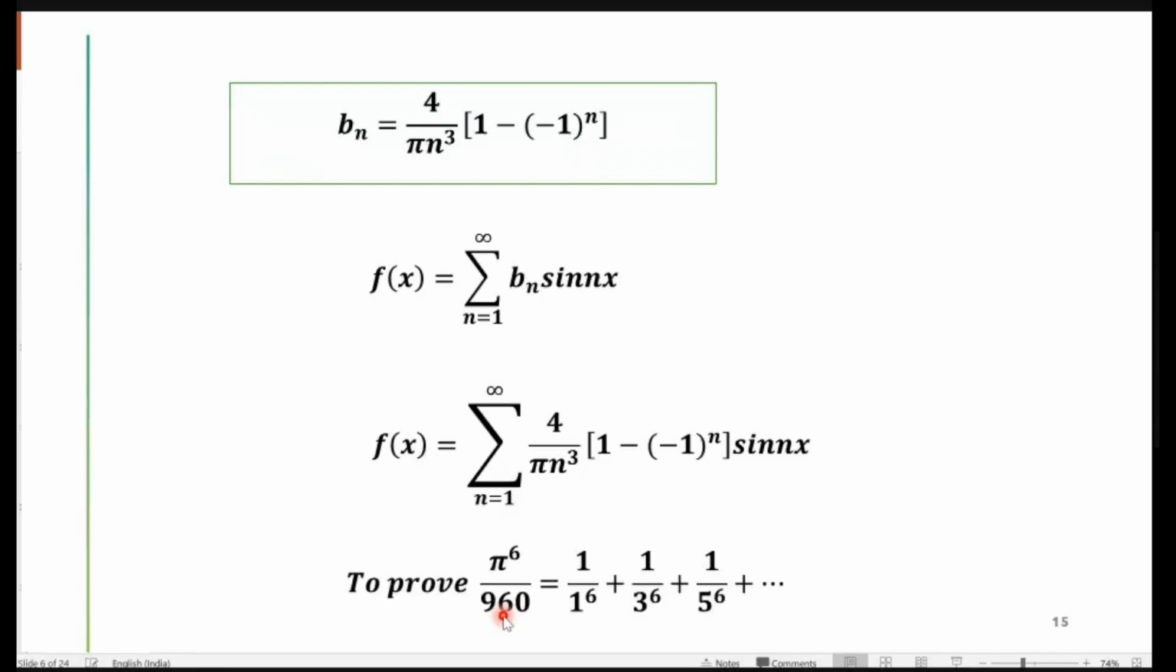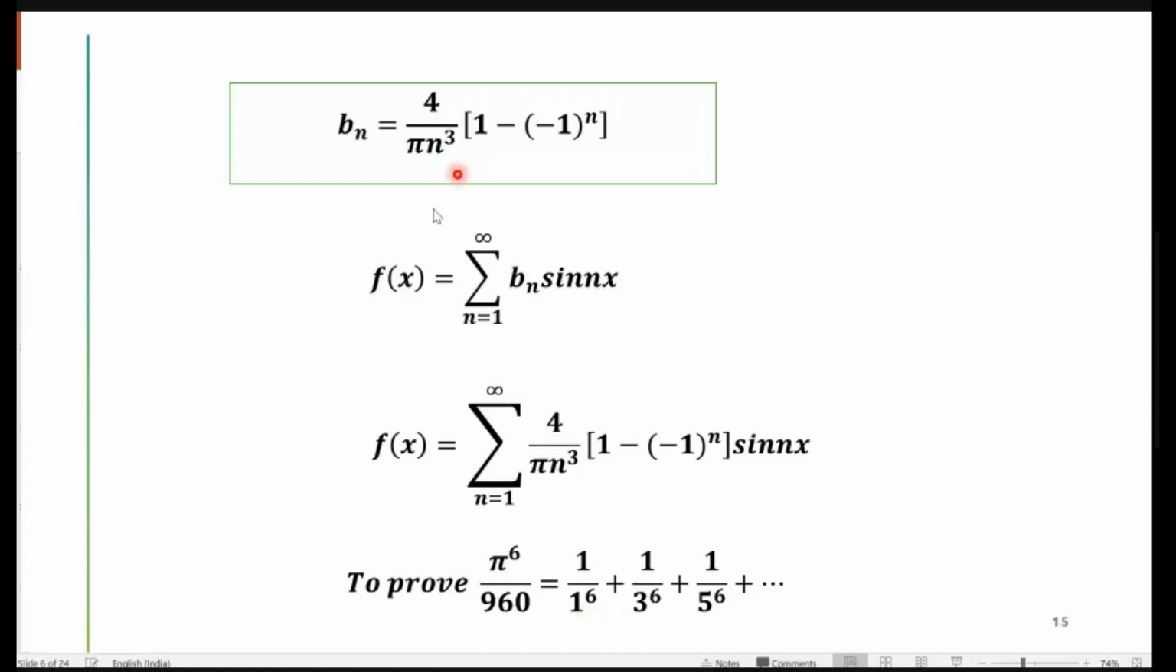We have to prove that pi raised to 6 upon 960 is 1 upon 1 raised to 6, 1 upon 3 raised to 6, and 1 upon 5 raised to 6. Now what we have got in bn, bn में n cube आया है और हमें क्या पूछा है: 1 raised to 6, 3 raised to 6, 5 raised to 6 पूछा है. यहाँ पे raised to 3 है, यहाँ पे raised to 6 पूछा है.